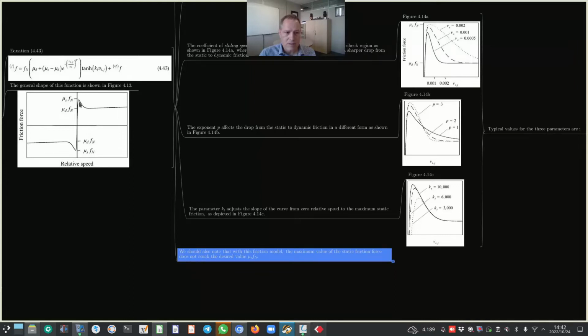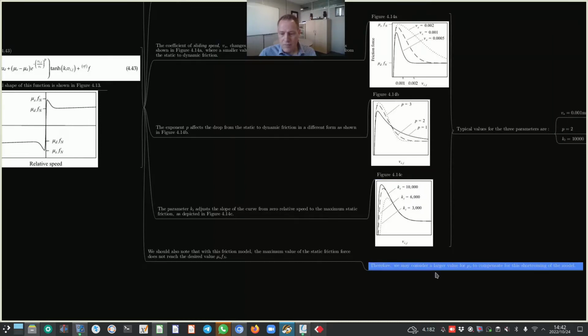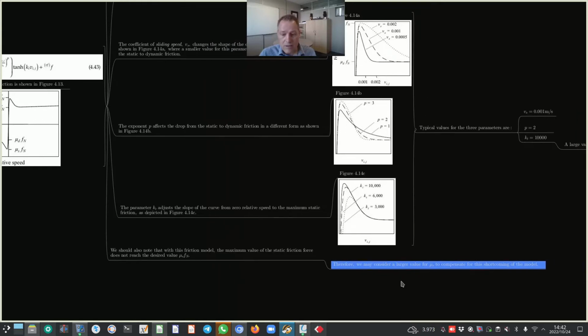Okay, so this curve here in figure 4.13a, this peak and the valley, they come short of the desired value μsFn. One can see that also looking at figures 4.14a, b and c. Depending on the value of the parameters, the peak changes, so it has an effect, and we may therefore consider a larger value for μs to compensate for this shortcoming of the model.